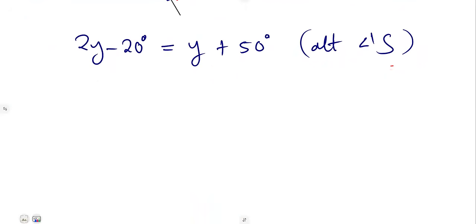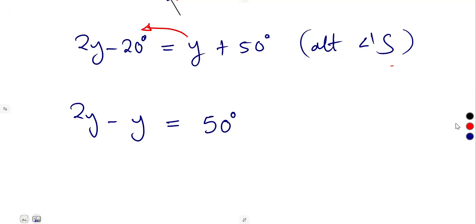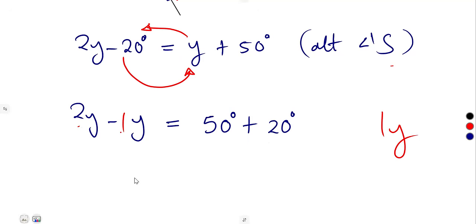Okay, what can we do? We can take this y to the other side, so it's going to be a negative. 2y minus y is equal to, already there is a 50 there on the right hand side, so let's write it as it is. Then we take the minus 20. The moment it crosses the equal sign, it is going to change to a positive. So 2y minus y, that's 2 minus 1, that's 1y, which is the same as what? As y is equal to 50 plus 20, that's what? That's 70 degrees. So that is it.